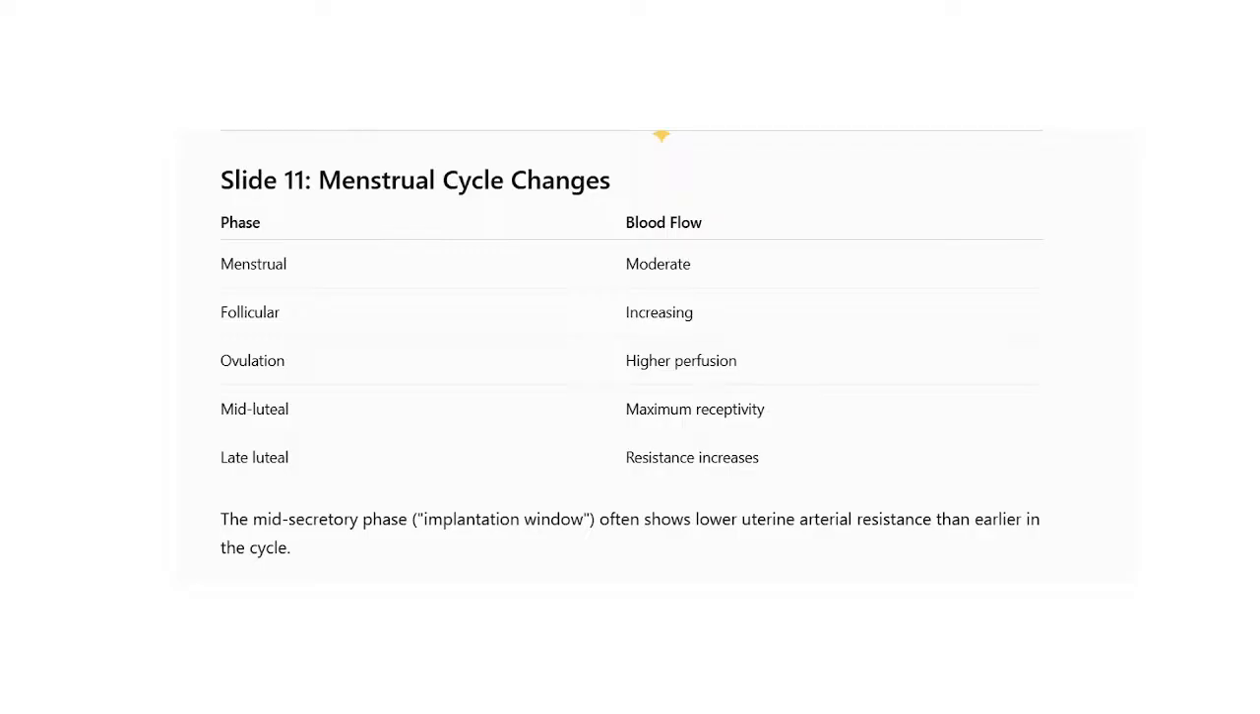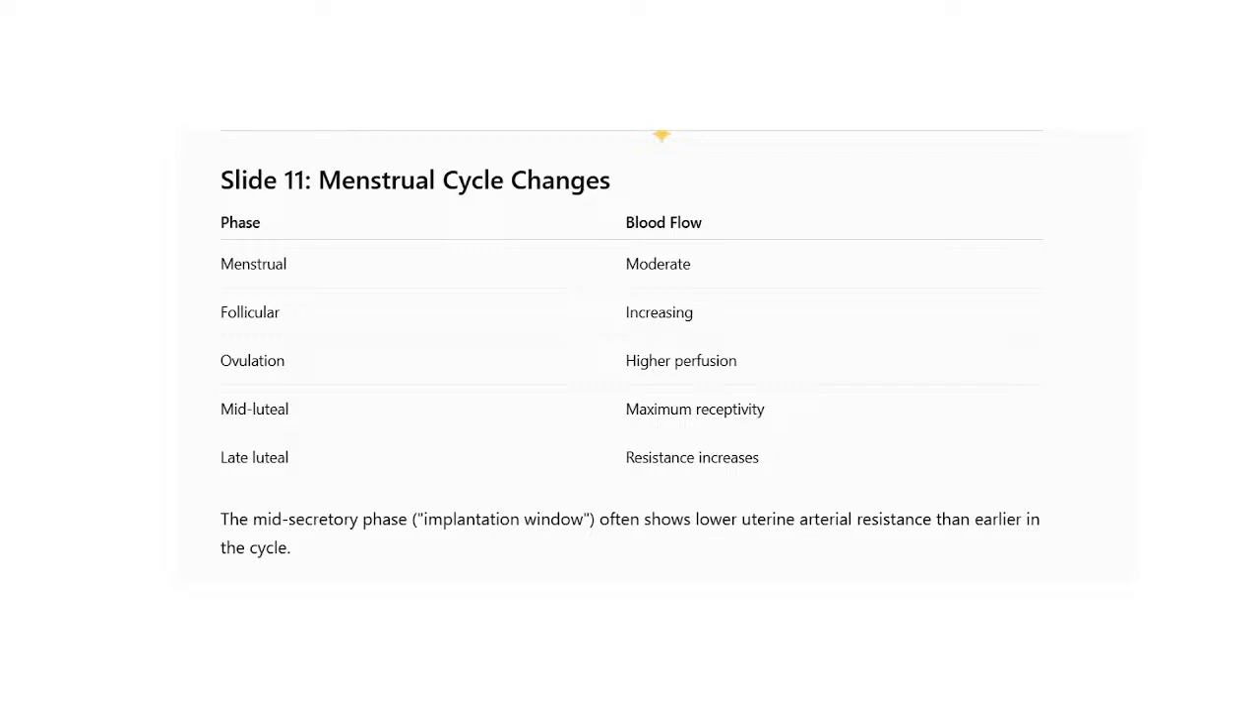So the menstrual cycle changes the blood flow by phase. In the menstrual phase, we deal with moderate blood flow. Then in the follicular phase, blood flow is increasing. During the ovulation stage, we deal with higher blood perfusion, meaning the resistance will be low. Then in the mid-luteal phase, the maximum receptivity, that's where we have maximum blood flow. Then in the late luteal phase, the resistance starts to increase because implantation has failed. So we now have resistance chipping in.